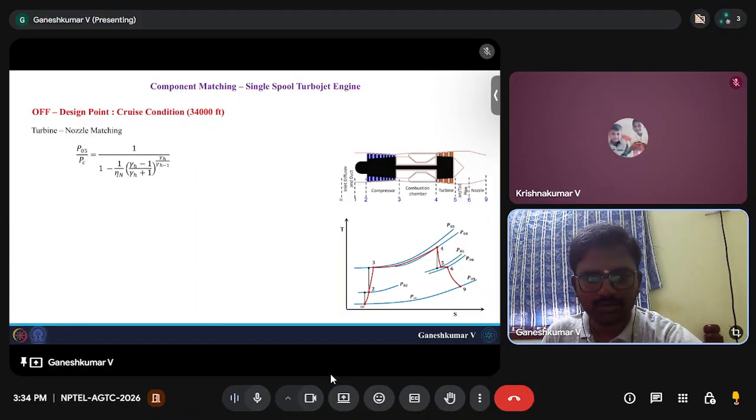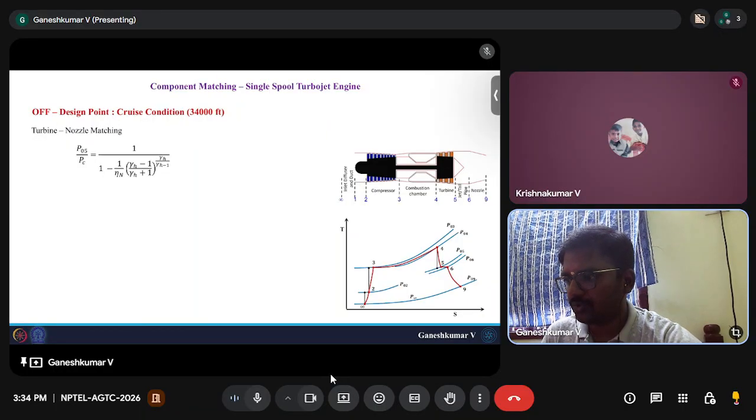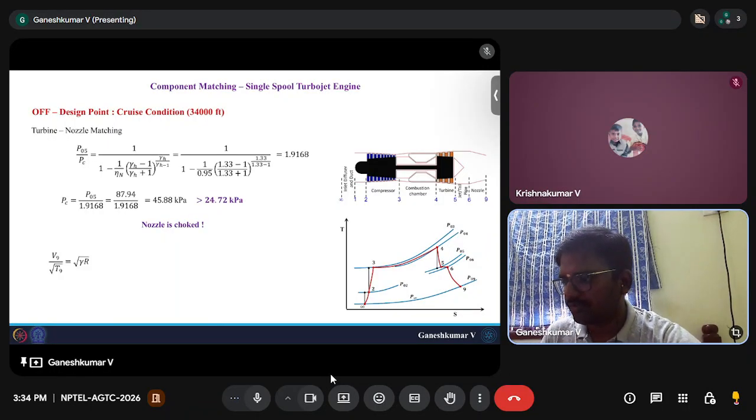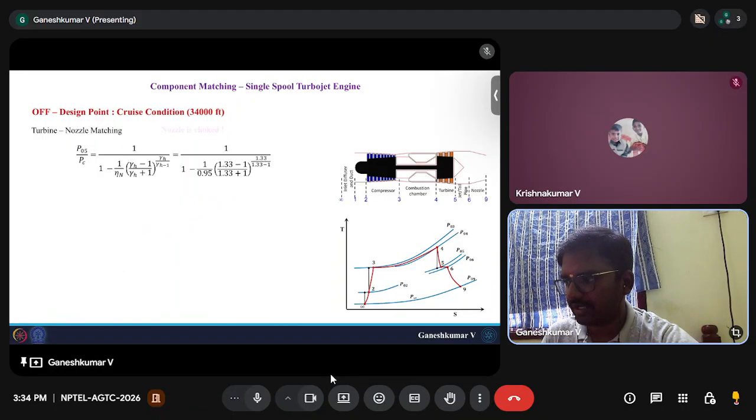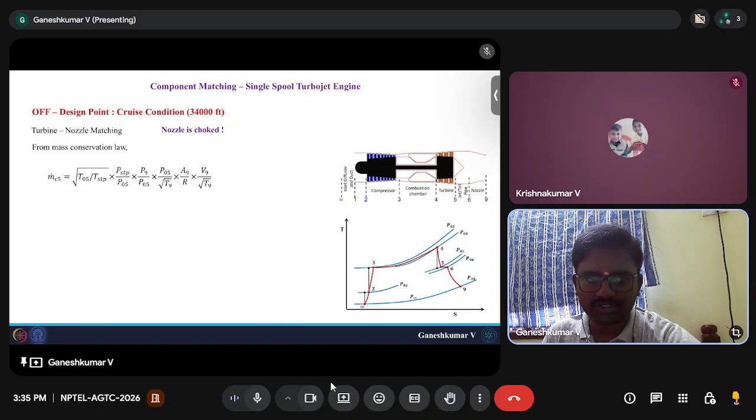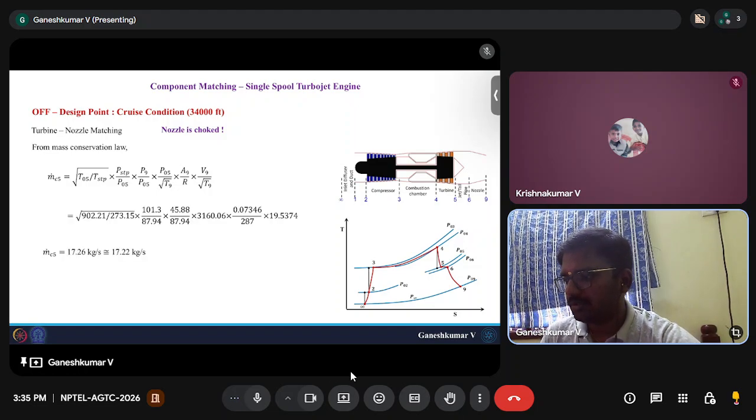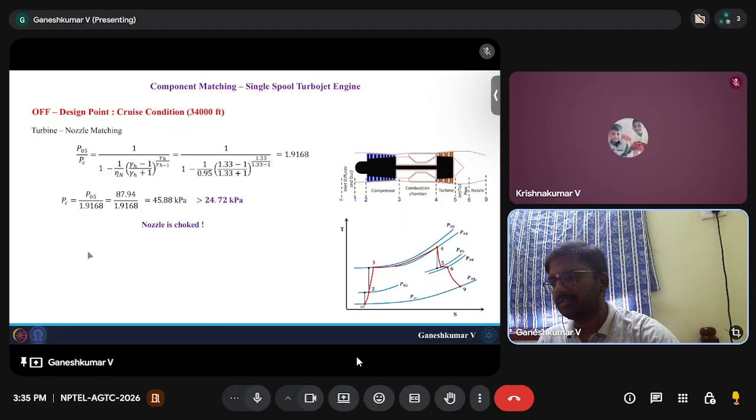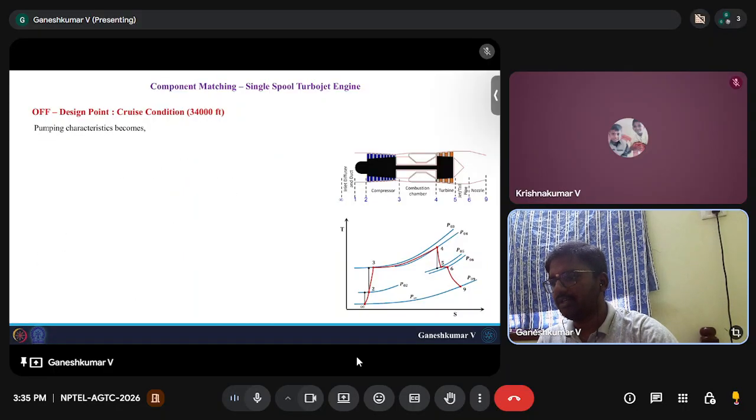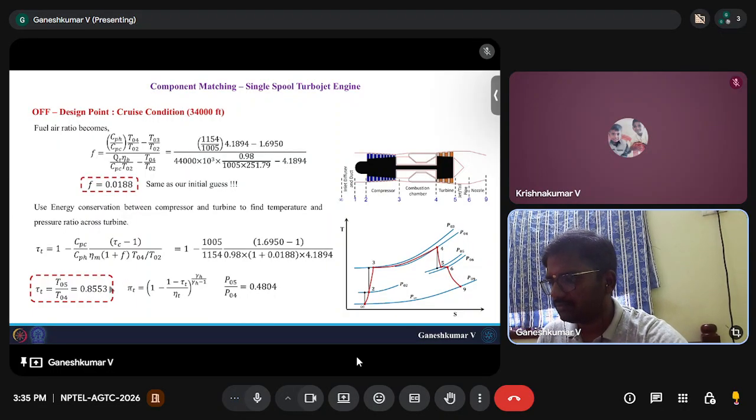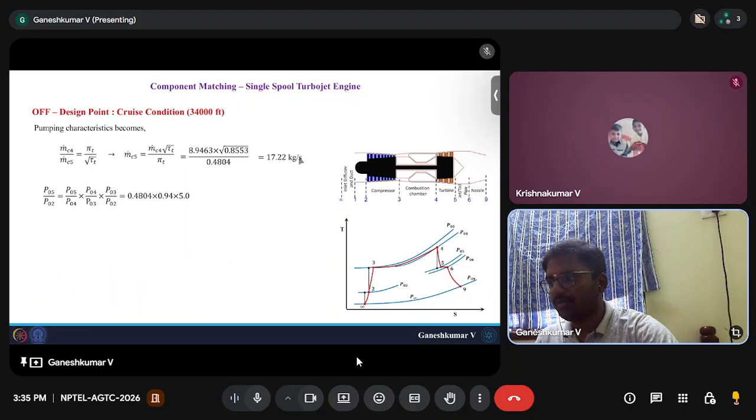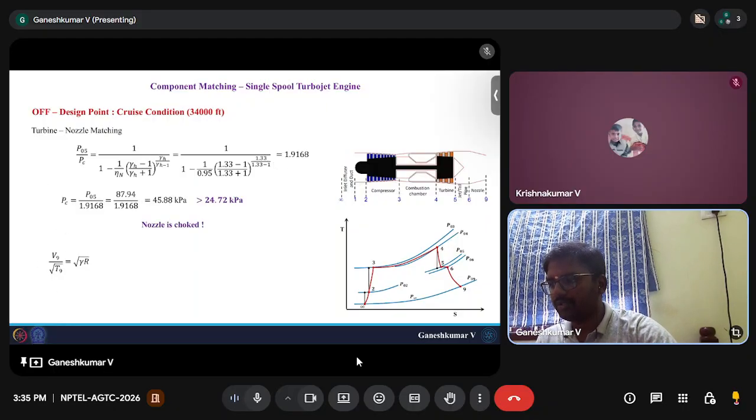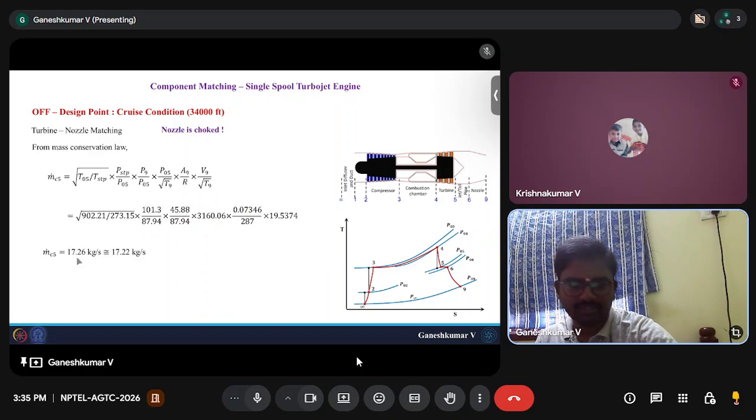Now you can do turbine nozzle matching. Basically we have to check whether the critical condition is achieved, and if it is higher, the nozzle is choked. Therefore we will find V9 and P05 by square root of T9, and once you find them, you substitute them in the mass conservation law for m dot C9. That comes around 17.26 kilograms per second. This should equal what we got from the turbine characteristics before. From the turbine characteristics we got m dot C5 as 17.22 kilograms per second, and if you continue and do the nozzle matching, you end up having 17.26 kilograms per second.